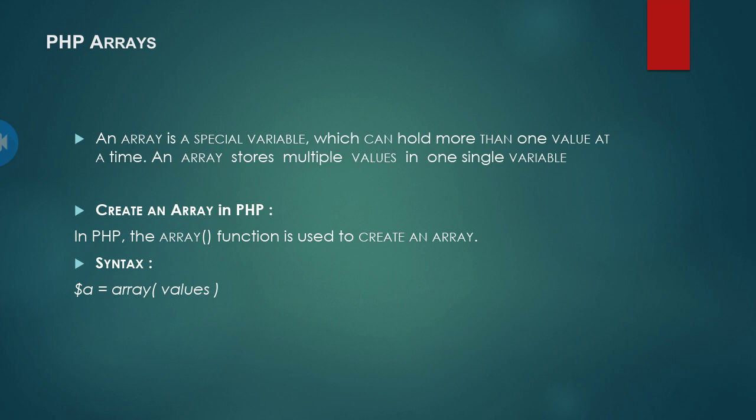So we just have to create an array, and after creating the array we can declare a number of variables in that array. The definition of an array is: an array is a special variable which can hold more than one value at a time. So in an array we can store a number of values. An array stores multiple values in one single variable.